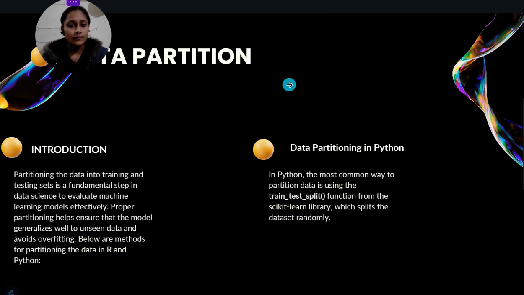So, what is data partition? Partitioning the data into training and testing sets is a fundamental step in data science to evaluate machine learning models effectively. Proper partitioning helps ensure that the model generalizes well to unseen data and avoids overfitting. Now, in Python, the most common way to partition data is using the train test split function from the scikit-learn library, which splits the dataset randomly.